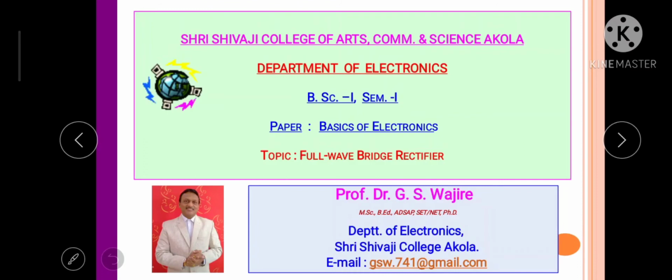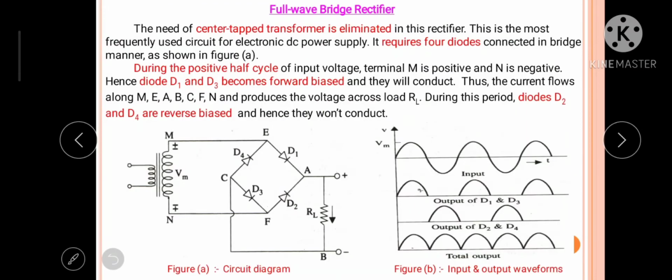Friends, today's topic for lecture is Full Wave Bridge Rectifier. First of all, try to concentrate on its title: Full Wave Bridge Rectifier. Basically, this is a full wave rectifier, but the diodes are arranged in bridge manner. That's why it is named as full wave bridge rectifier. Already we have discussed the full wave rectifier in detail in the last lecture.